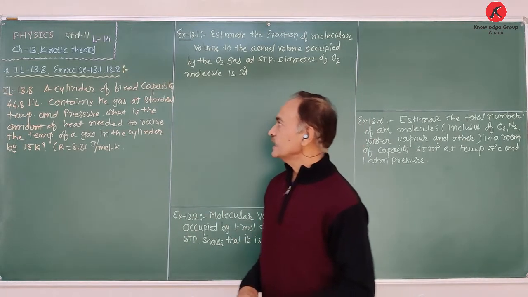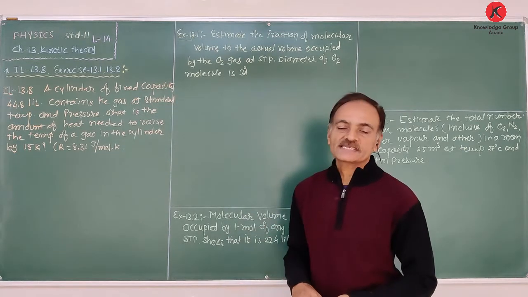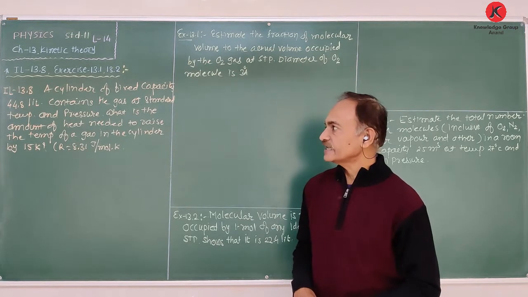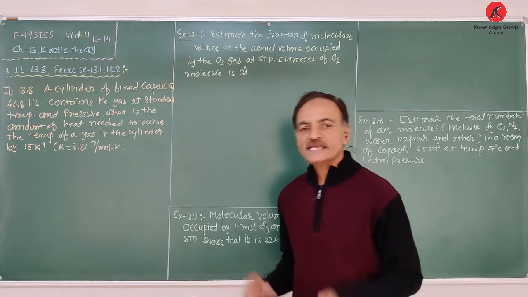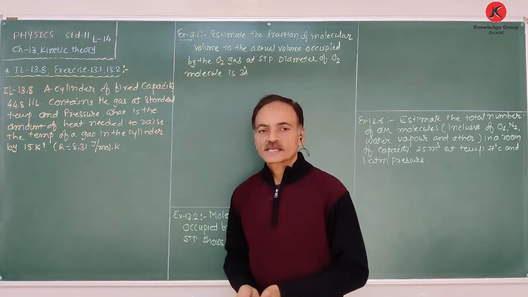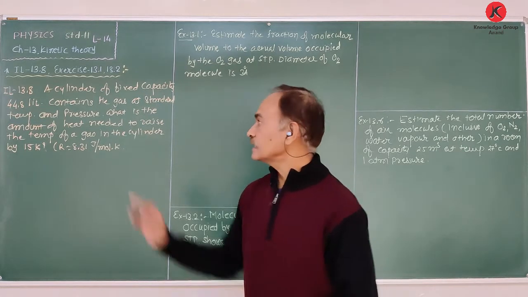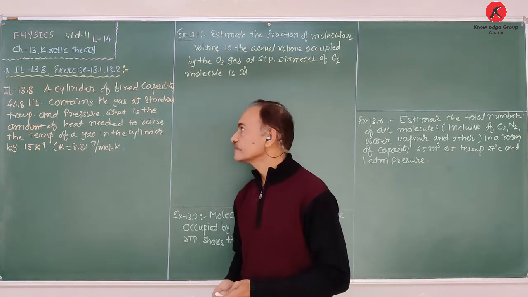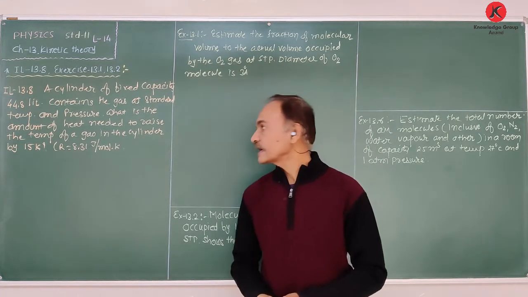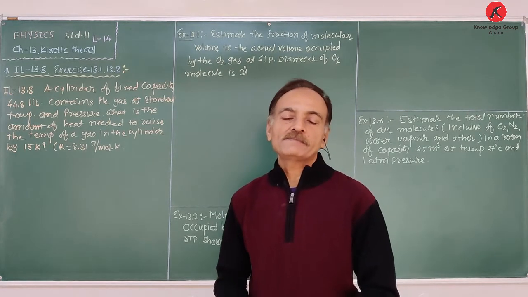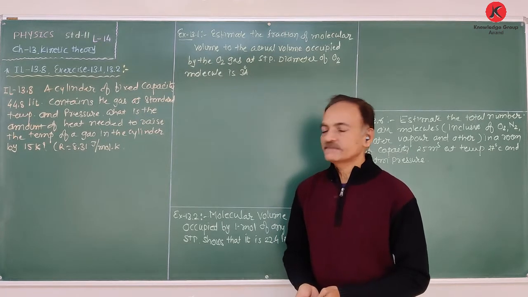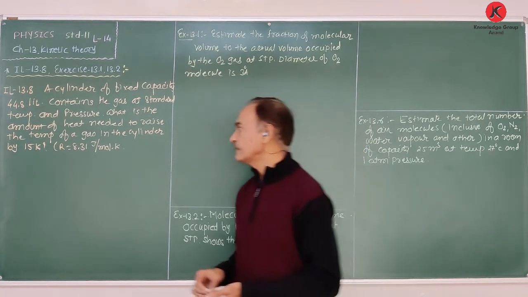That is given as: a cylinder of fixed capacity 44.8 liter contains helium gas at standard temperature and pressure. That means in one cylinder having a volume capacity of 44.8 liter, we fill the helium gas at STP. What is the amount of heat needed to raise the temperature of the gas in the cylinder by 15 Kelvin? Now R is given as 8.31 joule per mole Kelvin.